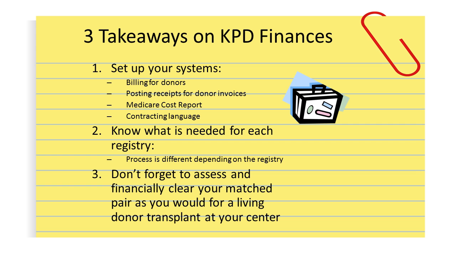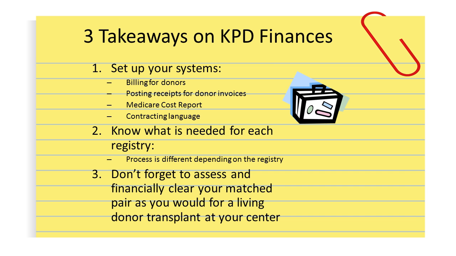The first thing is to set up systems. Make sure you have a process for billing your donors, posting receipts, understand your Medicare cost reporting, and understand your contract language. Know what is needed for each registry because the process is different. And don't forget to assess and financially clear your matched pairs.